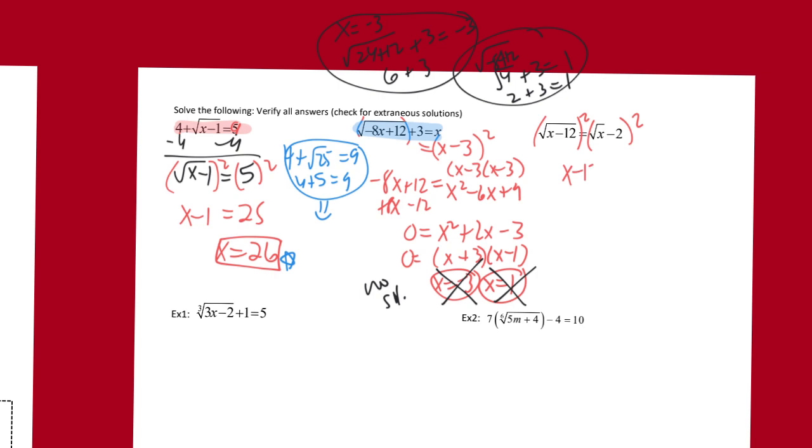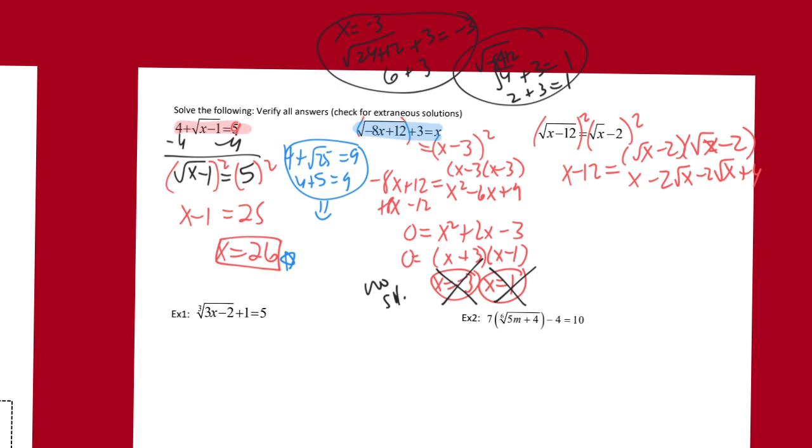You're going to get x minus 12. On the right side, when you take the square root of x minus 2 times the square root of x minus 2, we're going to get square root of x times square root of x is x. And then minus 2 square root of x and minus 2 square root of x. And then plus 4, okay? All right, this is really delightful.